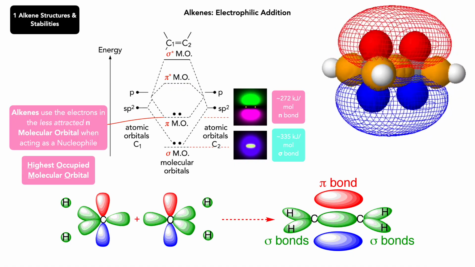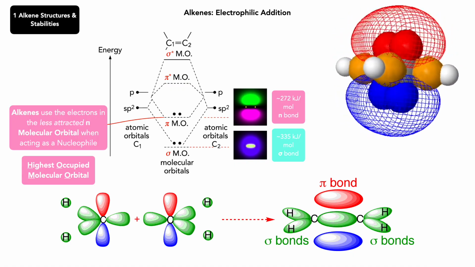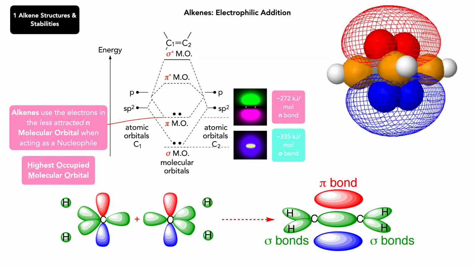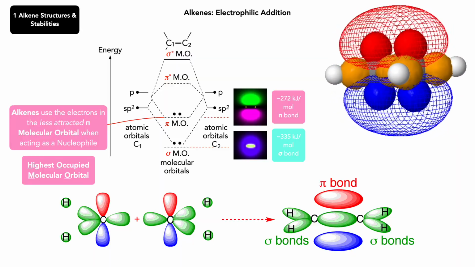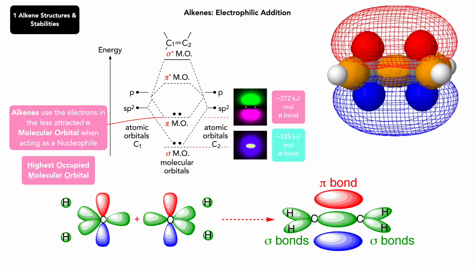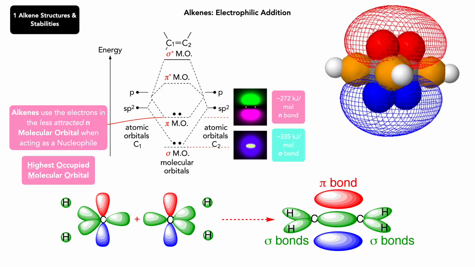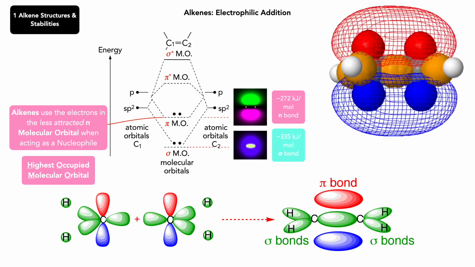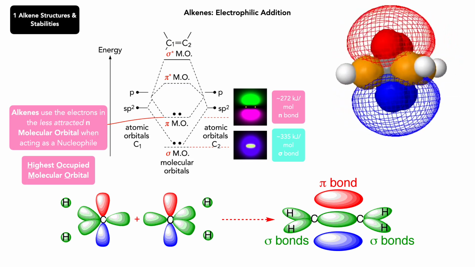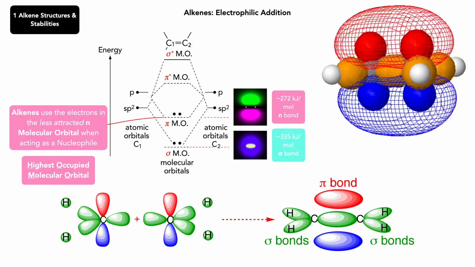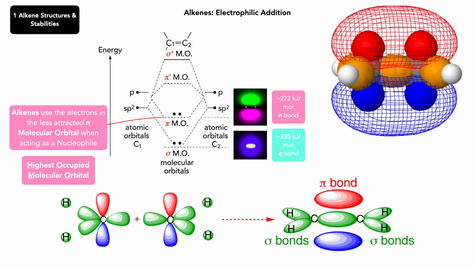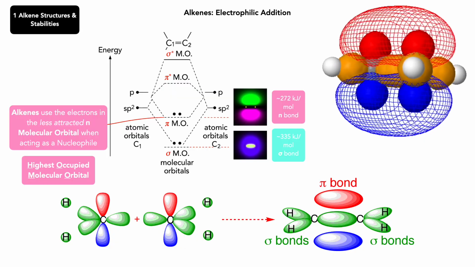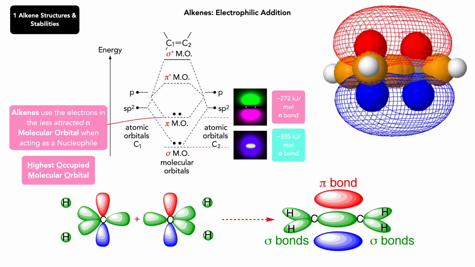Alkenes have a carbon-carbon double bond made up of a sigma bond, that's lower in energy, and a pi bond, that's higher in energy. The sigma bond is, of course, stronger, having no angular nodes, around 335 kilojoules per mole, while the pi bond is weaker, around 272 kilojoules per mole. Because that pi bond is higher in energy, because it has that angular node, it's much more reactive. Alkenes use those pi electrons when acting as nucleophiles.